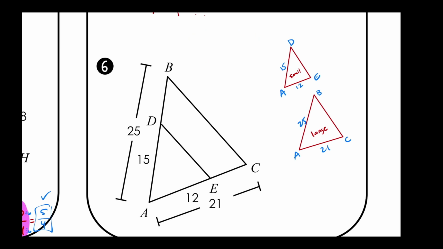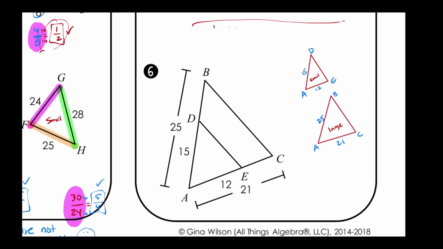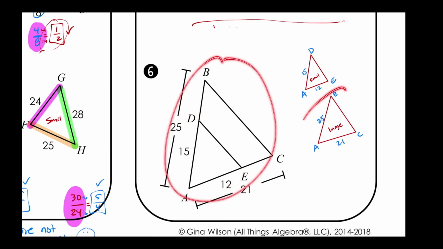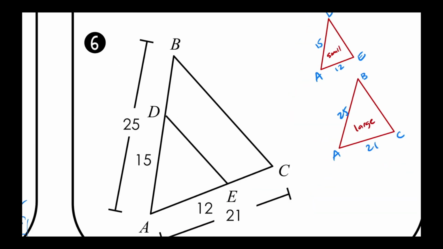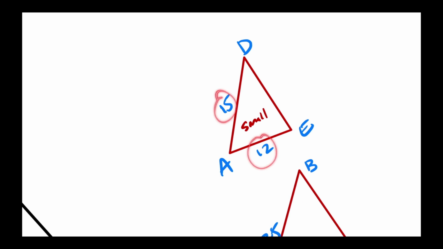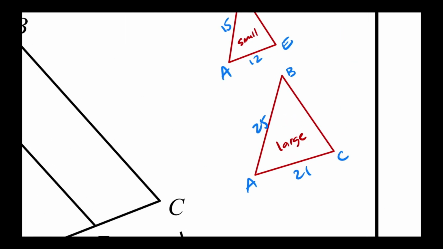Alrighty, time is up. So I drew the small and the large. I separated them. And if you notice, the small is ADE. That's what I drew right here. And the large is ABC. I drew that right there. Then the small has 15 and 12 as sides, right? 15 and 12. And the large gives you the whole side. The large has 25 and what? 25 and 21. Yes, thank you. As the other sides. So I wrote that there.